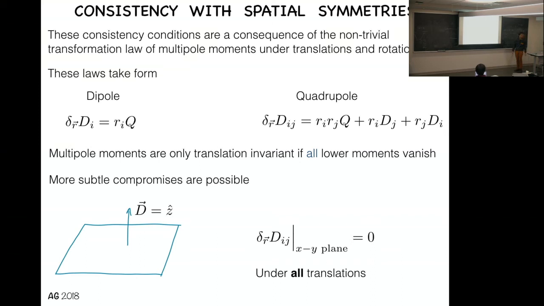Do you consider discrete or continuous rotation? I consider continuous in detail, and there are also some words about discrete. Discrete are harder because there are more possibilities.